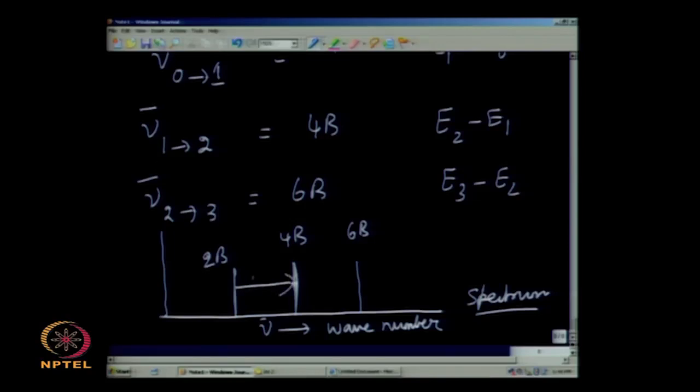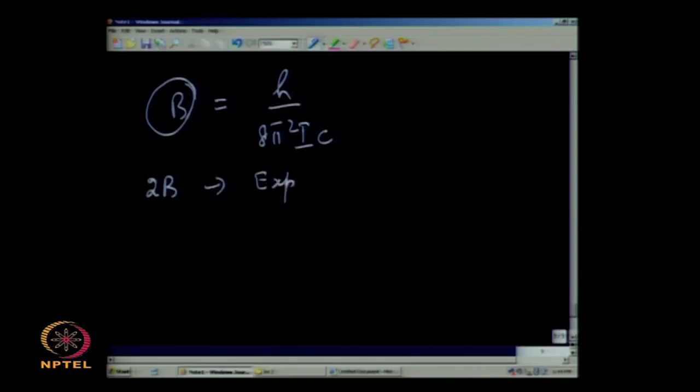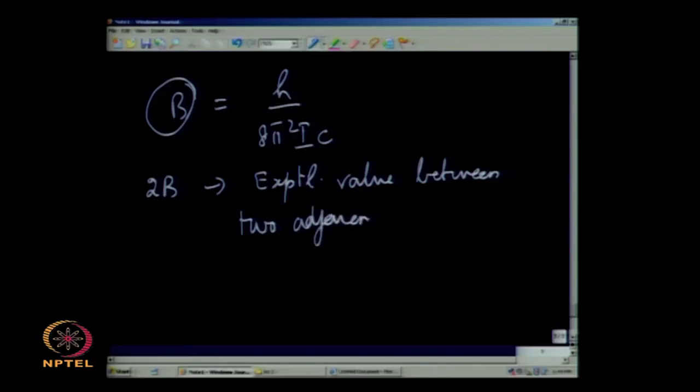Therefore, for any two adjacent lines, the gap between them gives you a value of 2b. If you recall, b is nothing other than h by 8 pi square I c. And if you know from the experimental spectrum the gap between two successive lines as 2b, the experimental value between two adjacent lines, then a measurement of this from the experimental spectrum immediately tells you how to get the value for I by simple multiplication.